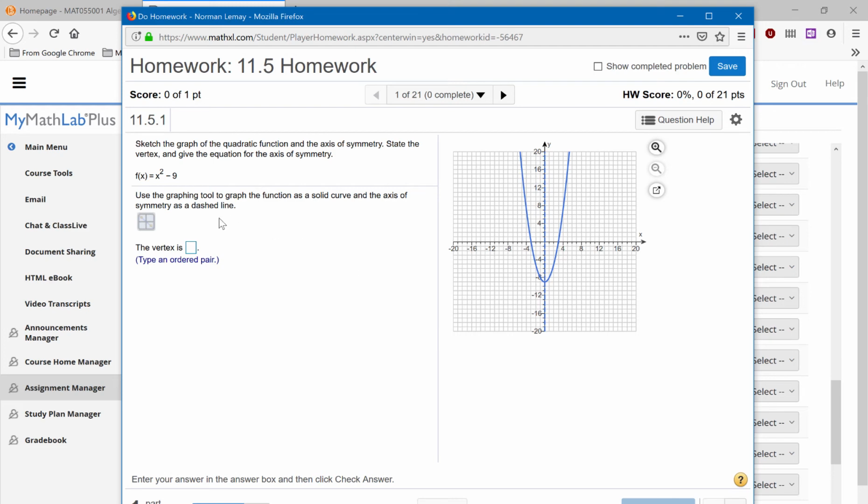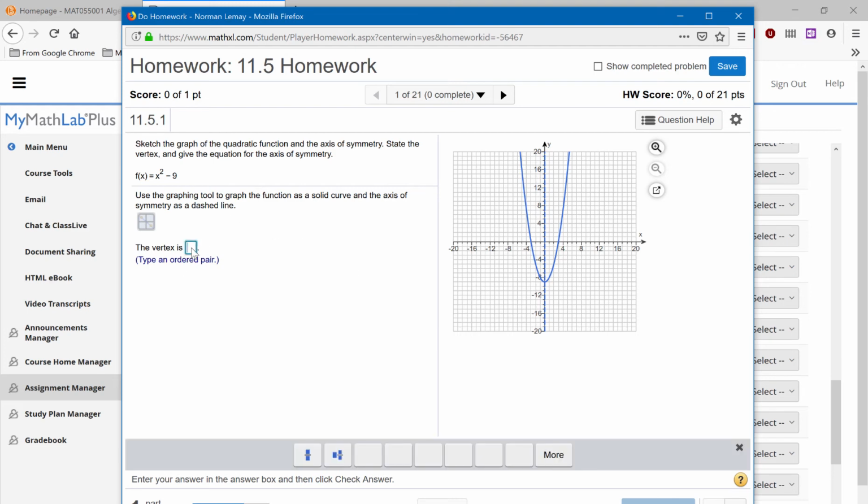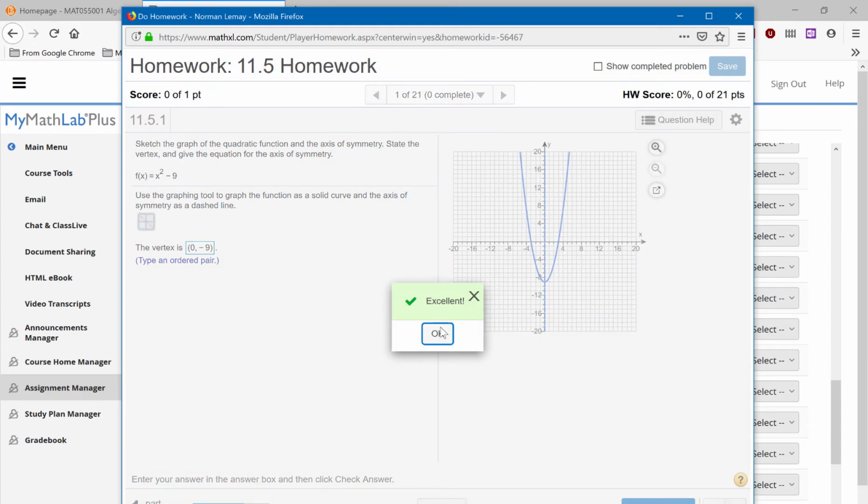And then our vertex, well, we just have to put in the ordered pair. Notice our vertex now, since this was a shift down 9 units, so we'll just type in 0 and then arrow over, -9. That should do it for us. Check our answer. Great job.